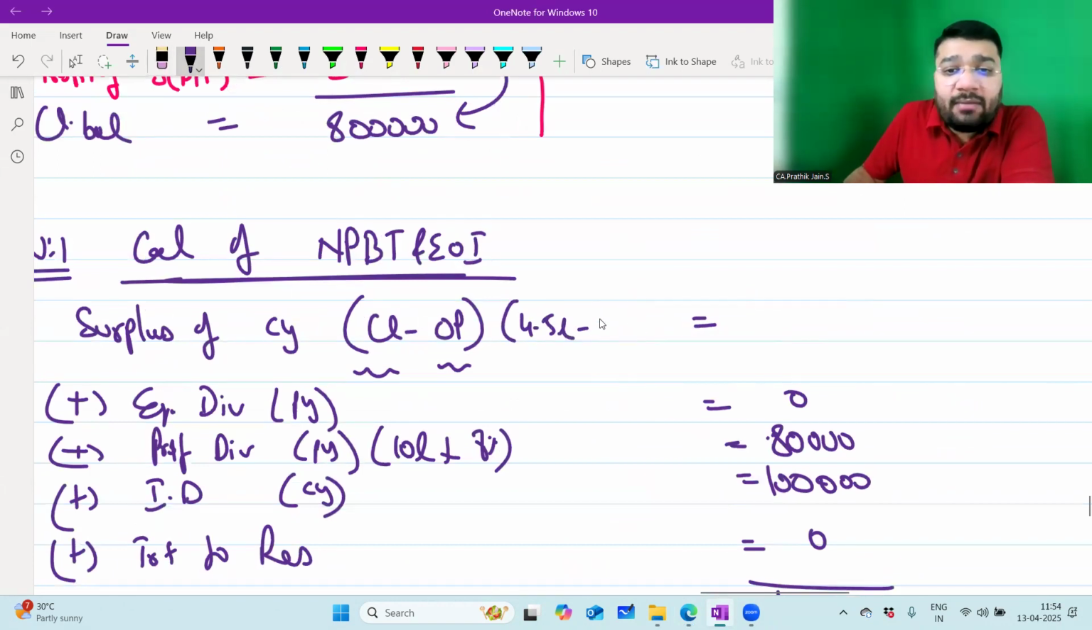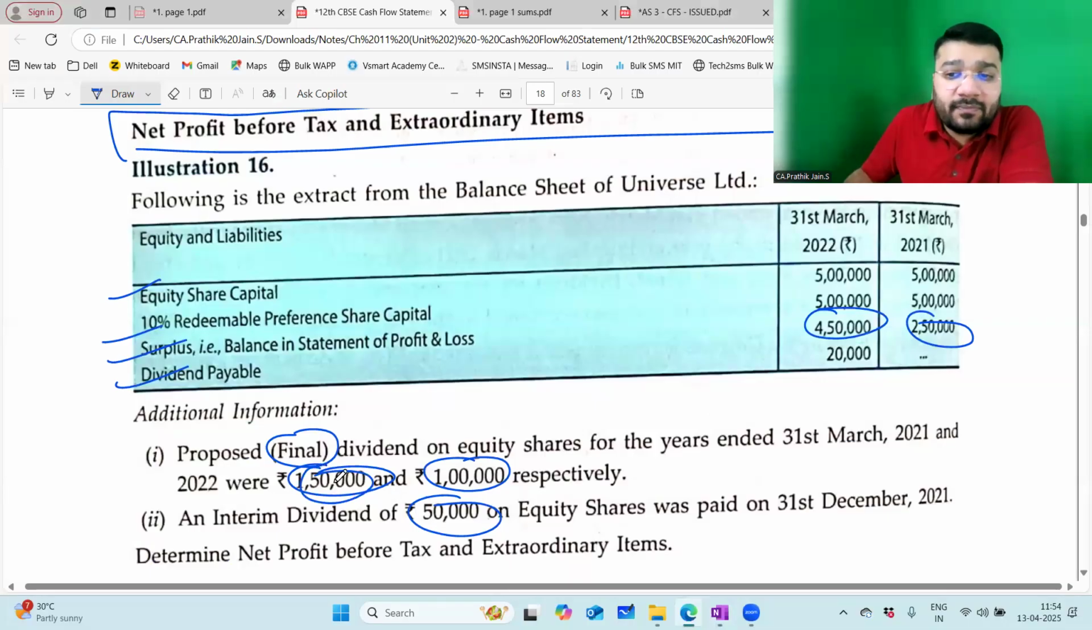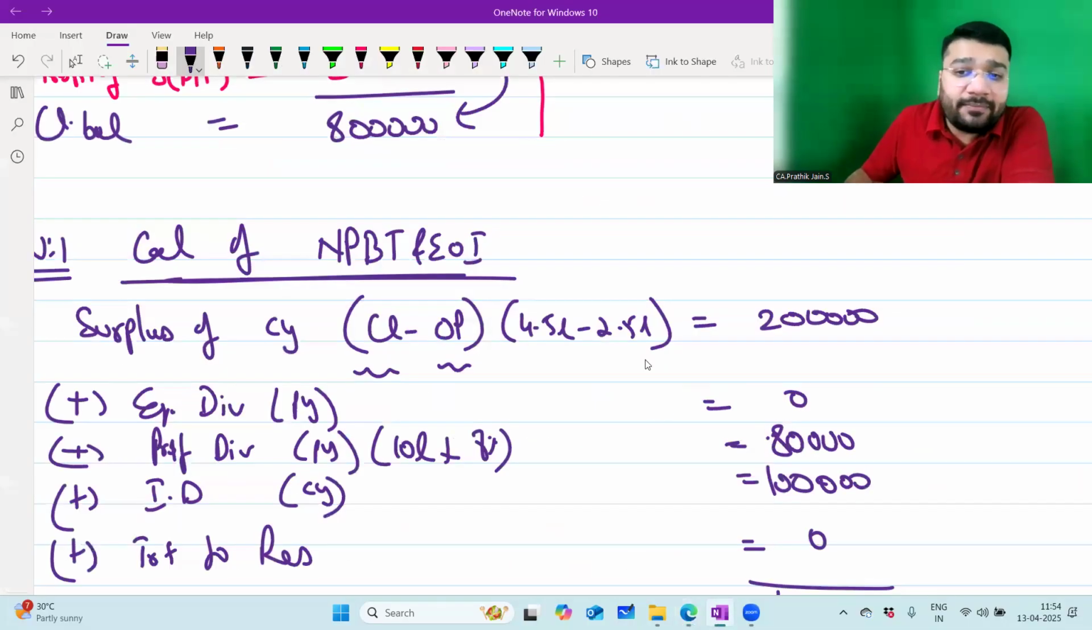So 4.5 lakh minus 2.5 lakh, so 2 lakh rupees is your current year profit. Equity dividend is how much? Previous year, 1,50,000, we have to add back.